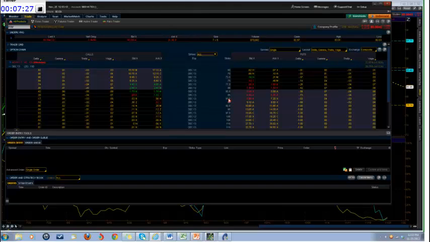So I hope I didn't go too far down a rabbit hole, but these are things that I look at. And if you are going to trade options, you need to be aware of what the market makers are doing on the other side.